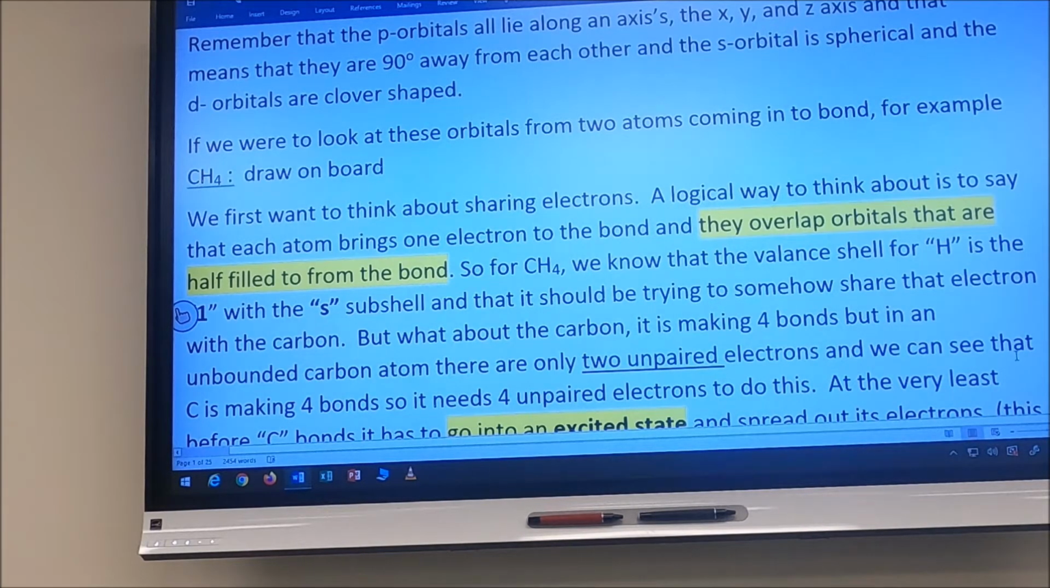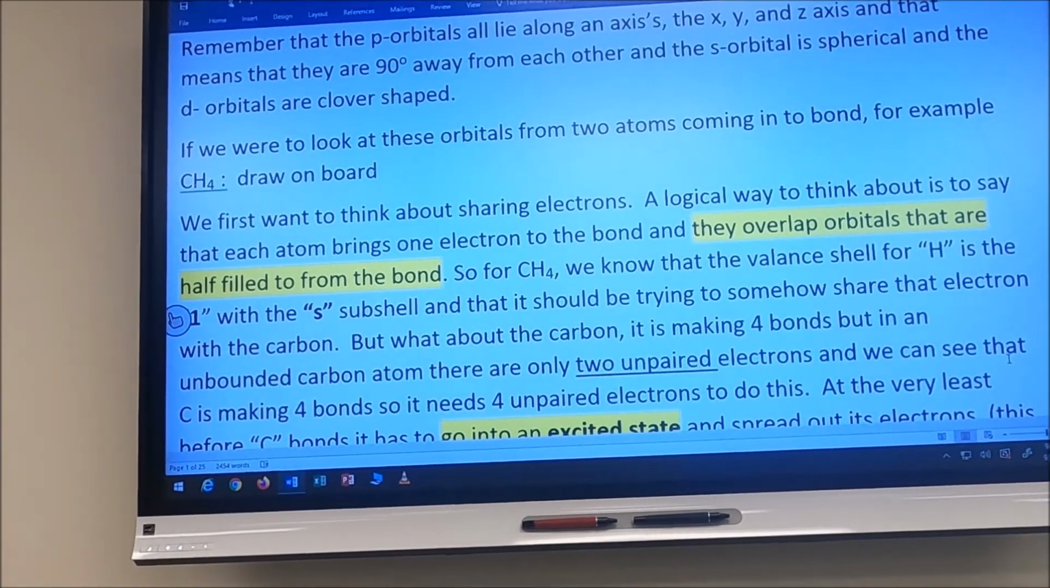Remember that p orbitals lie along the x, y, and z axis. The s orbital is a sphere. So let's just think about s and p orbitals here for a second. Now I'm going to draw a picture and show it to you. I'm drawing, guys. I'm trying to do my best. Now, let me draw things for you.